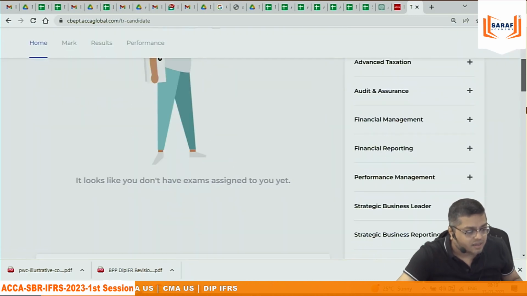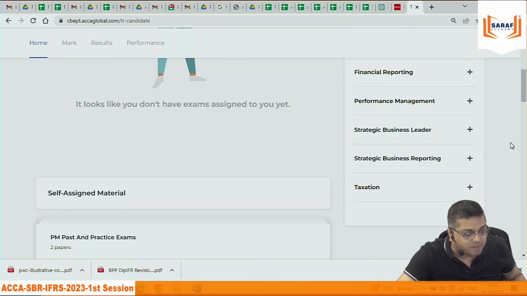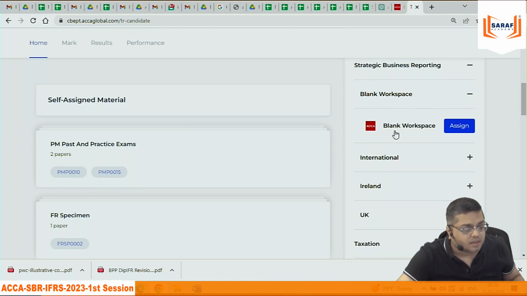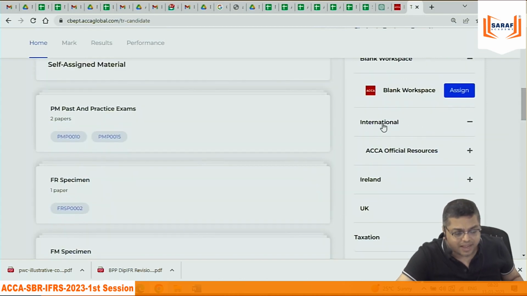Now we have come here, and all the 15 subjects are on the right hand side. We are concerned with strategic business reporting. Under strategic business reporting, it is a blank workspace, international. There are different variants: international, Ireland, UK. You will always select the international variant. Like in India, we have Ind AS. The difference between Ind AS and IFRS is very, very negligible. Similarly, in the UK, they have UK GAAP. But IFRS is relevant for the whole world, so you should select the international level variant.